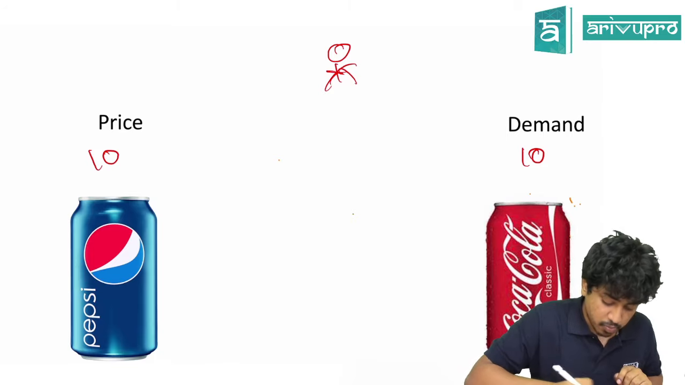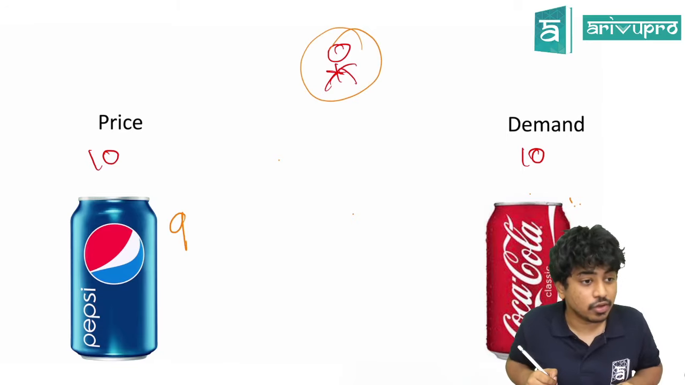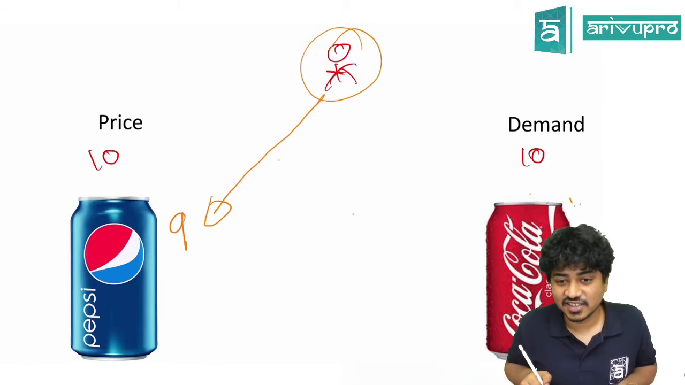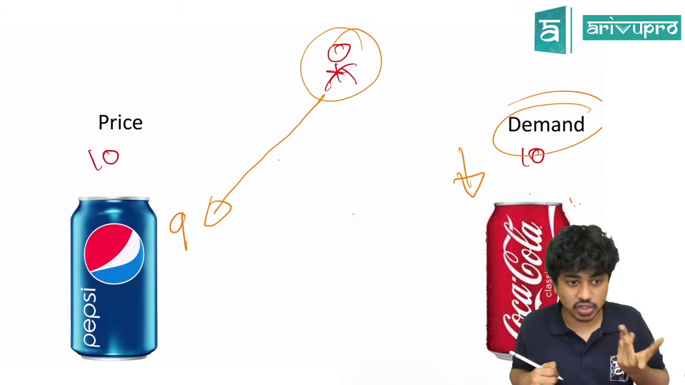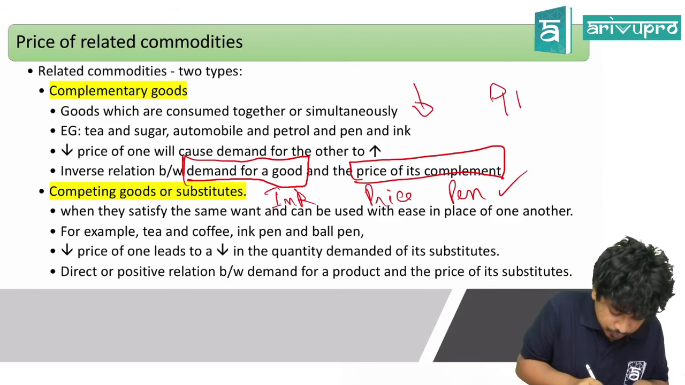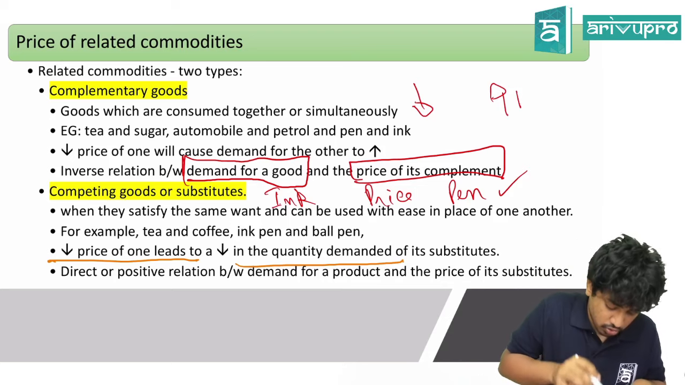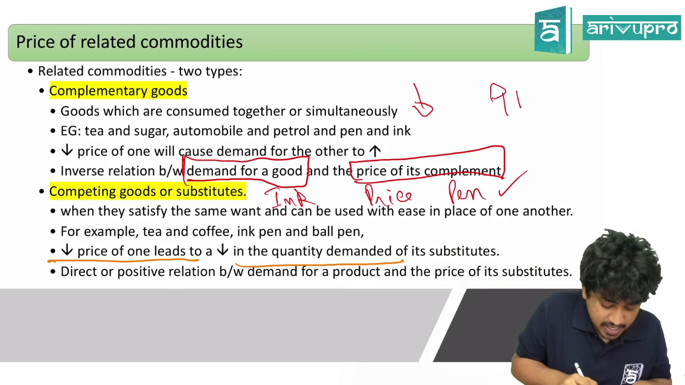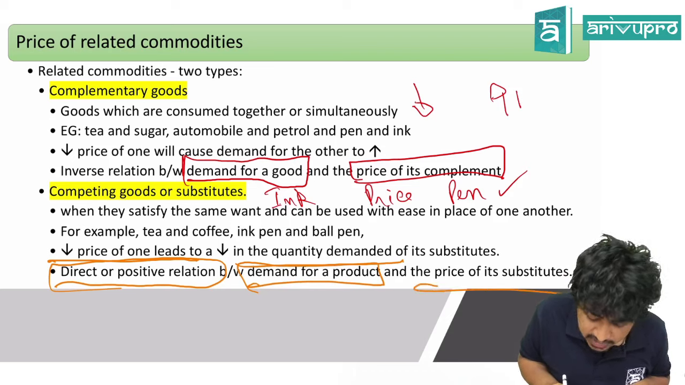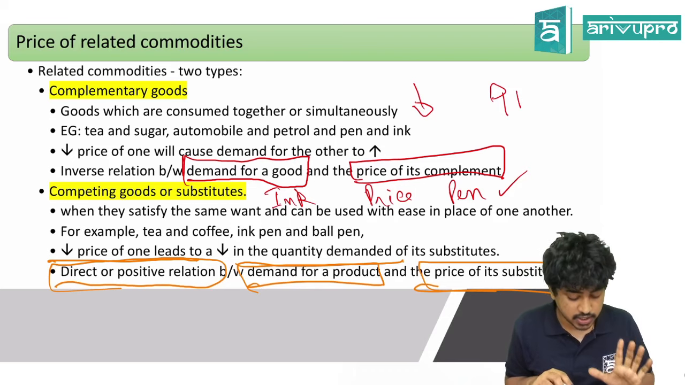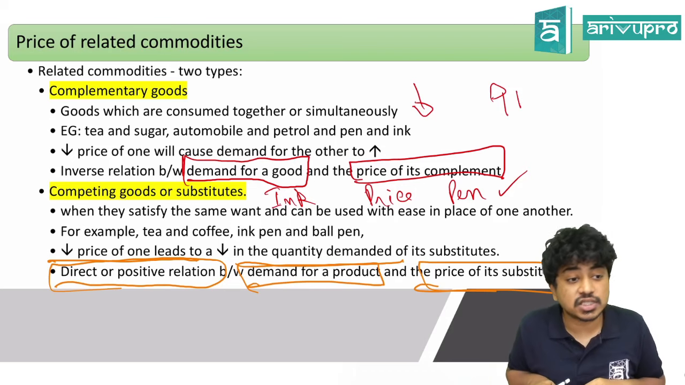But once the price fell to 9 rupees, now where will you go? You will go running to Pepsi. It's cheaper for you. So demand for Coke will fall. That is what is happening. That's the logic behind it. So if you have to read it: a fall in the price of one leads to a fall in the quantity demanded of its substitute, and a rise leads to a rise. There is a positive or direct relationship between the demand for a product and the price of its substitute.